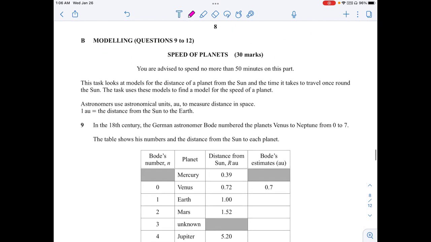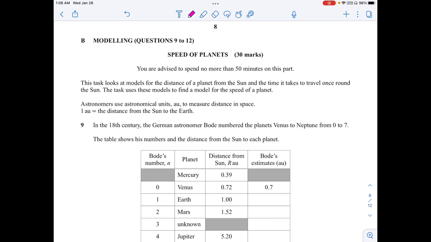Next part, modeling, questions 9 to 12. Speed of planets. You are advised to spend no more than 50 minutes on this part. This task is much simpler than the last one. This task looks at the models for the distance of a planet from the Sun and the time it takes to travel around the Sun. The task uses these models to find the model for the speed of the planet.